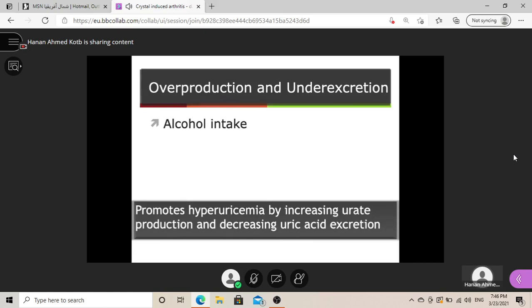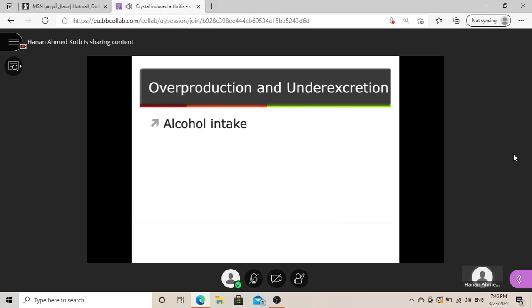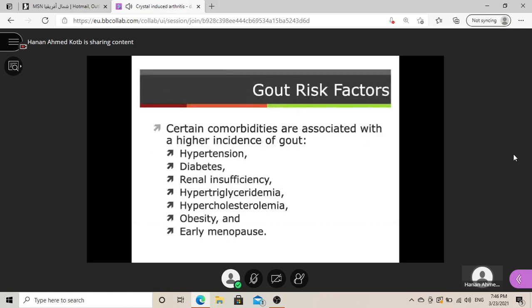Beer promotes hyperuricemia by increasing urate production and decreasing uric acid excretion. Other causes for overproduction and underexcretion at the same time are other enzymatic deficiencies. What are the gout risk factors? Certain comorbidities are associated with a higher incidence of gout: metabolic syndrome, hypertension, diabetes, renal insufficiency, hypertriglyceridemia, hypercholesterolemia, obesity, and early menopause.